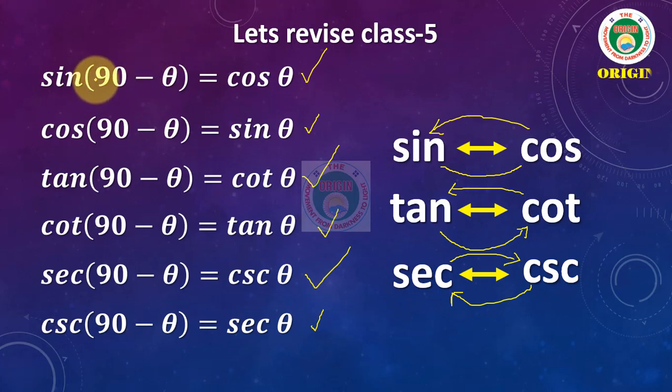Here, we can apply these conditions when the angle 90 minus theta is below 90 degrees. If the angle is above 90 degrees, that is, what is sin of 180 minus theta? In that case, we are going to learn some new concepts. Today I am going to introduce them to you after completion of the revision.